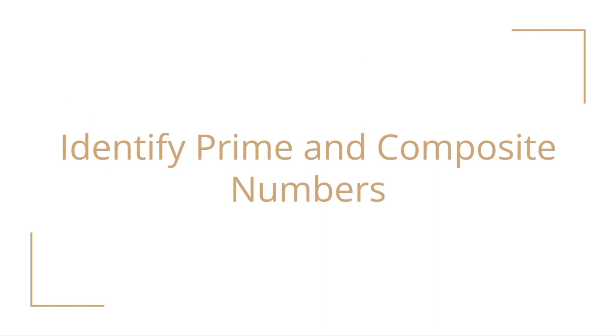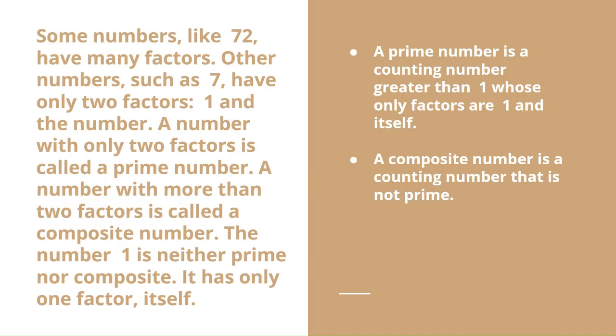Next, identify prime and composite numbers. Some numbers like 72 have many factors. Other numbers such as 7 have only 2 factors, 1 and the number itself, 7. A number with only 2 factors is called a prime number. A number with more than 2 factors is called a composite number. The number 1 is neither prime nor composite. It has only 1 factor, itself. So a prime number is a counting number greater than 1 whose only factors are 1 and itself. A composite number is a counting number that is not prime.